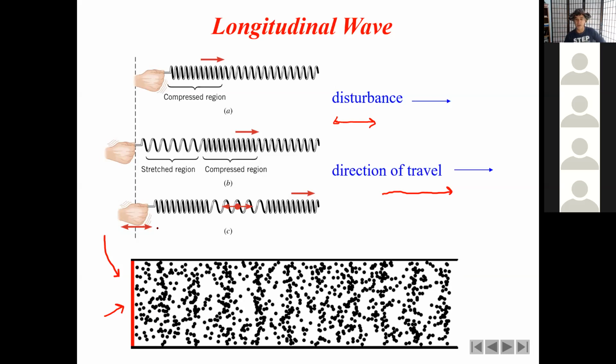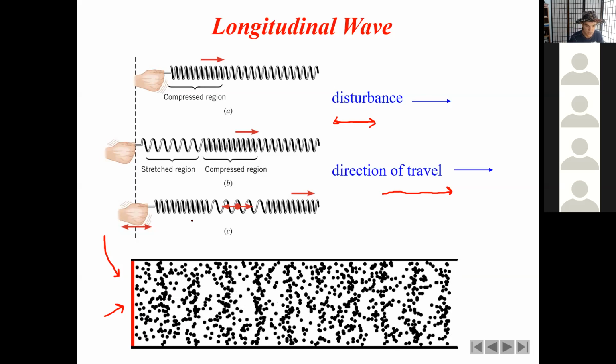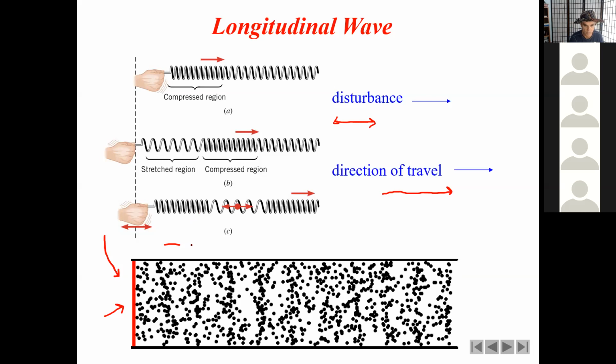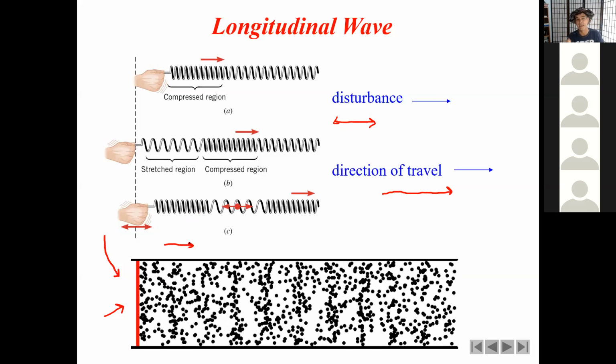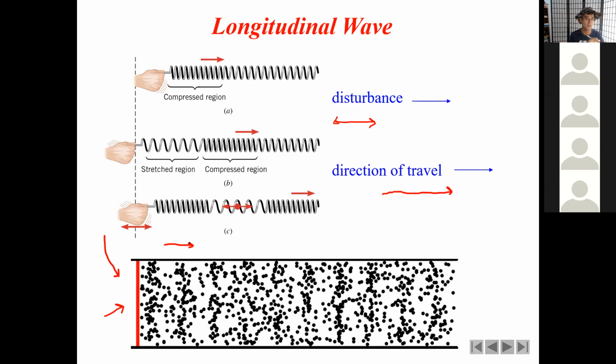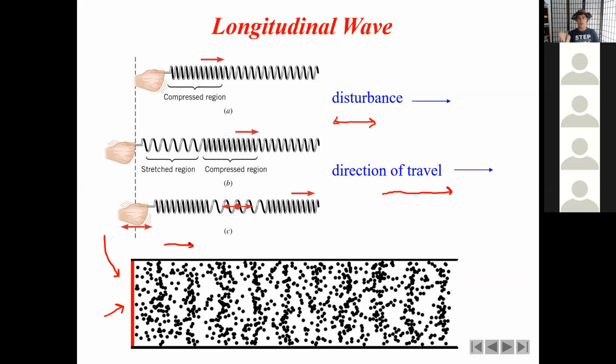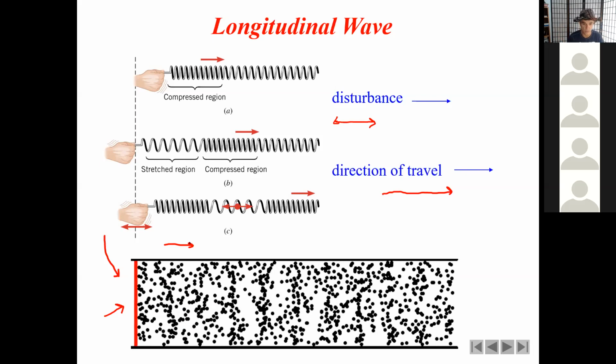And what I really like about this animation, look at it for a second. It looks like you have a bunch of dots that are moving from one end to the other. But take a second and focus on any one dot. And what you'll see is that dot just moves back and forth. It's not traveling to the right with the wave. It's just constantly bouncing back and forth.